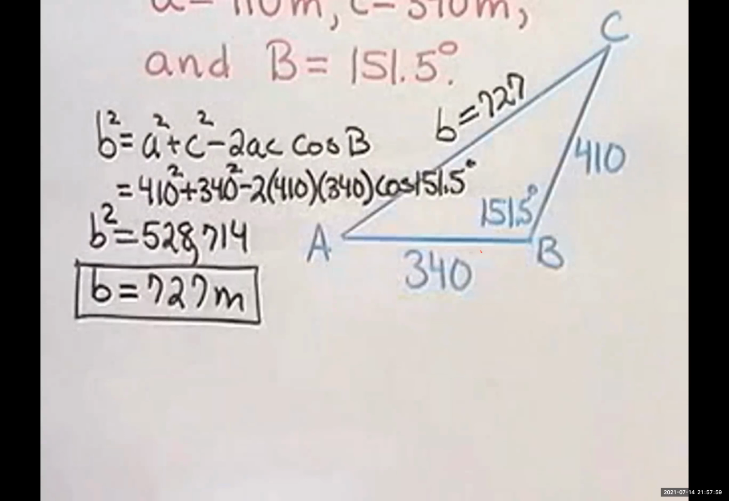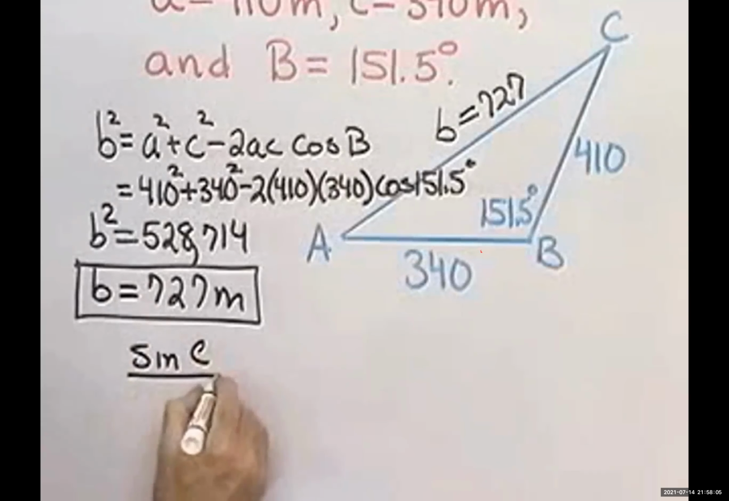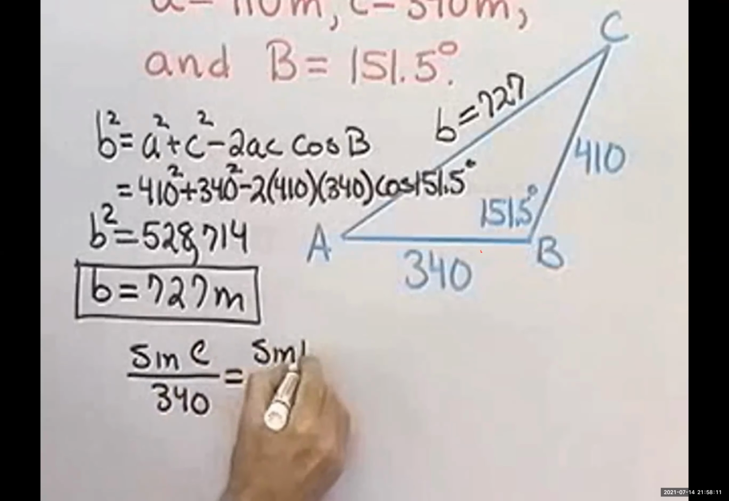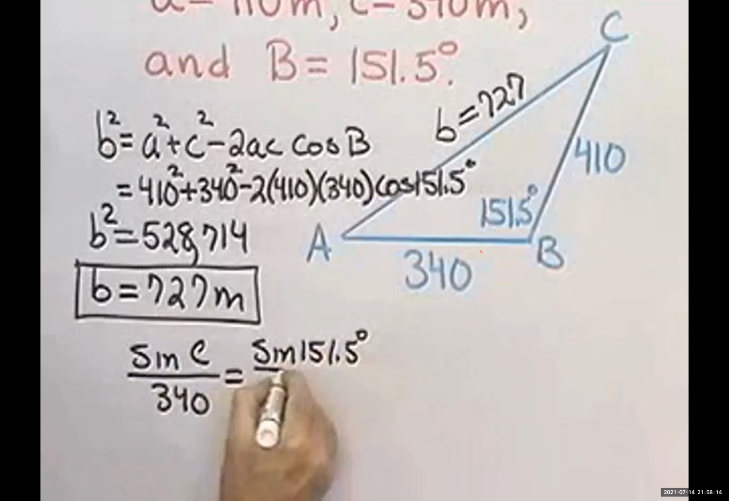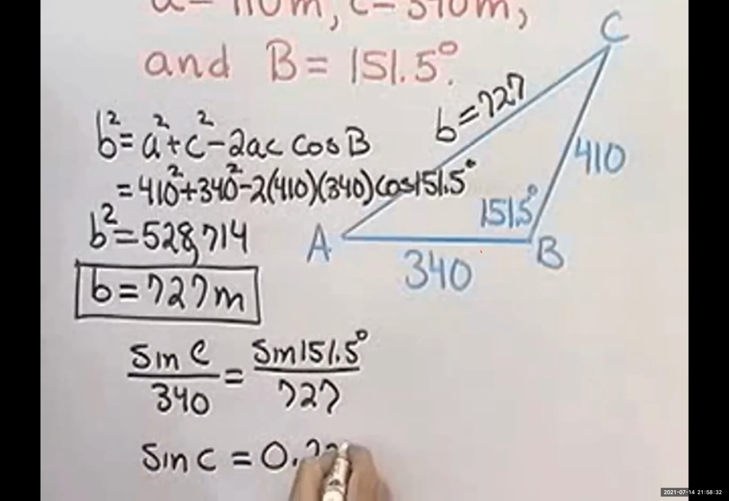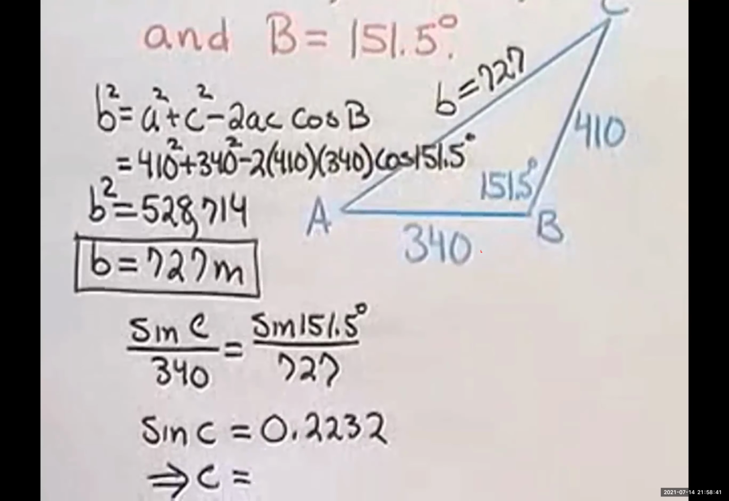So using the law of sines, I'm going to have sine C, which is what I'm looking for, is to side C, 340, as the sine of 151.5 degrees is to 727. So I set up my law of sines that way, solve for sine C, and I won't show you the work right here. I put this on the calculator and get approximately 0.2232. Using my inverse sine button on the calculator, that tells me that angle C must be equal to 12.9 degrees.